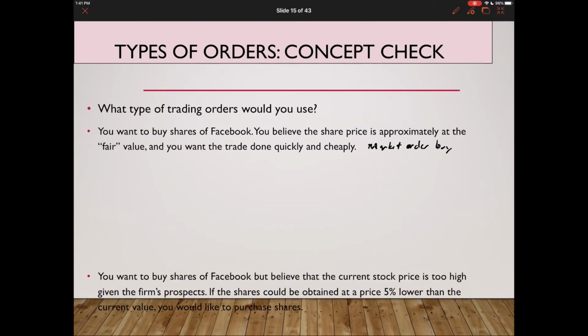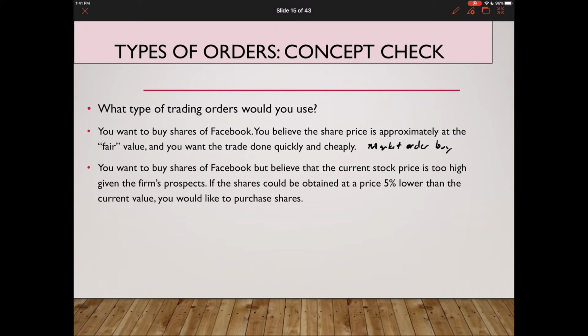Next up, you want to buy shares of Facebook, but you believe that the current stock price is too high given the firm's prospects. If the shares could be obtained at a price 5% lower than the current value, you would like to purchase shares. What type of order will you put in? You think it's too high currently. If it's lower, you would end up purchasing it. You would put in a limit buy order, where you would buy it as soon as that price dropped below some particular level.